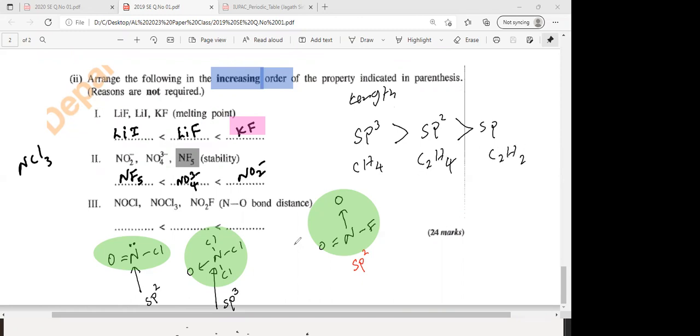Look at the screen now. In CH4, the CH bond length is greater, because CH4 has 4 bonds like this. The CH bond length in CH4 is greater than in C2H4. So C2H4 is like this, and the CH bond length will be less. And if you take C2H2, it's like this. That's a triple bond.